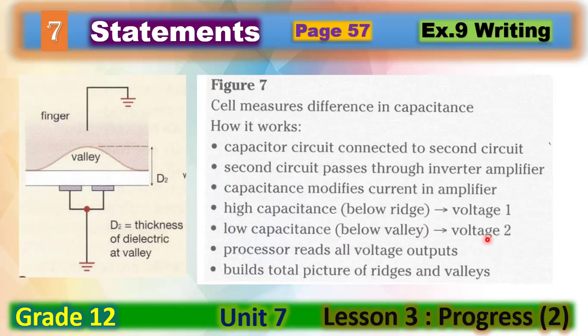The last figure, figure number 7: cell measures difference in capacitance. How it works: capacitor circuit connected to second circuit. Second circuit passes through inverter amplifier. Capacitance modifies current in amplifier. High capacitance below ridge, voltage 1. Low capacitance below valley, voltage 2. Processor reads all voltage outputs, builds total picture of ridges and valleys.